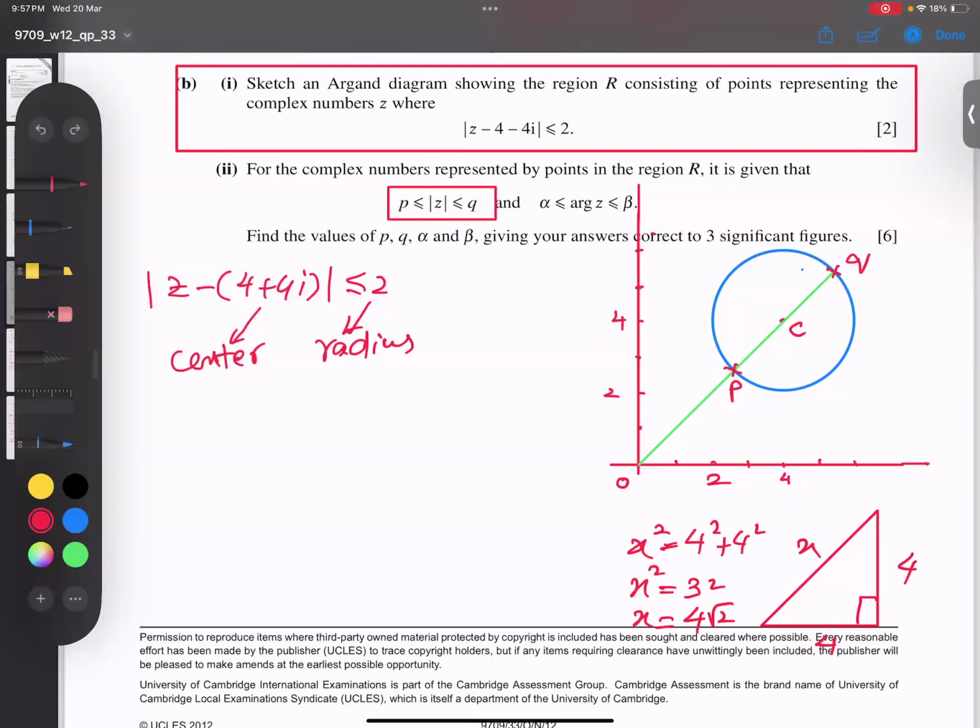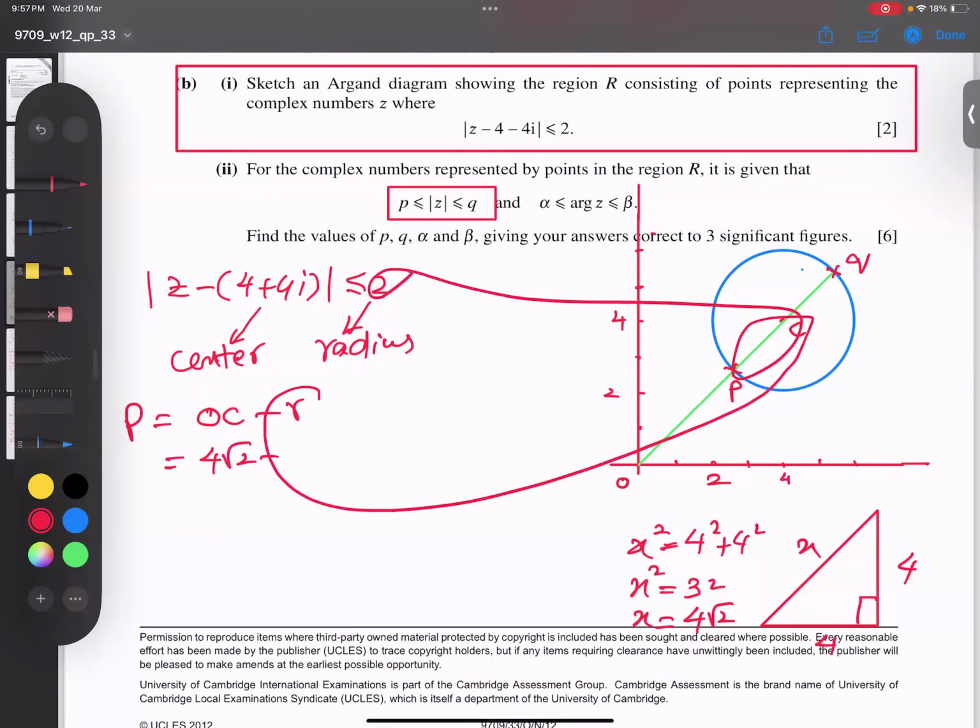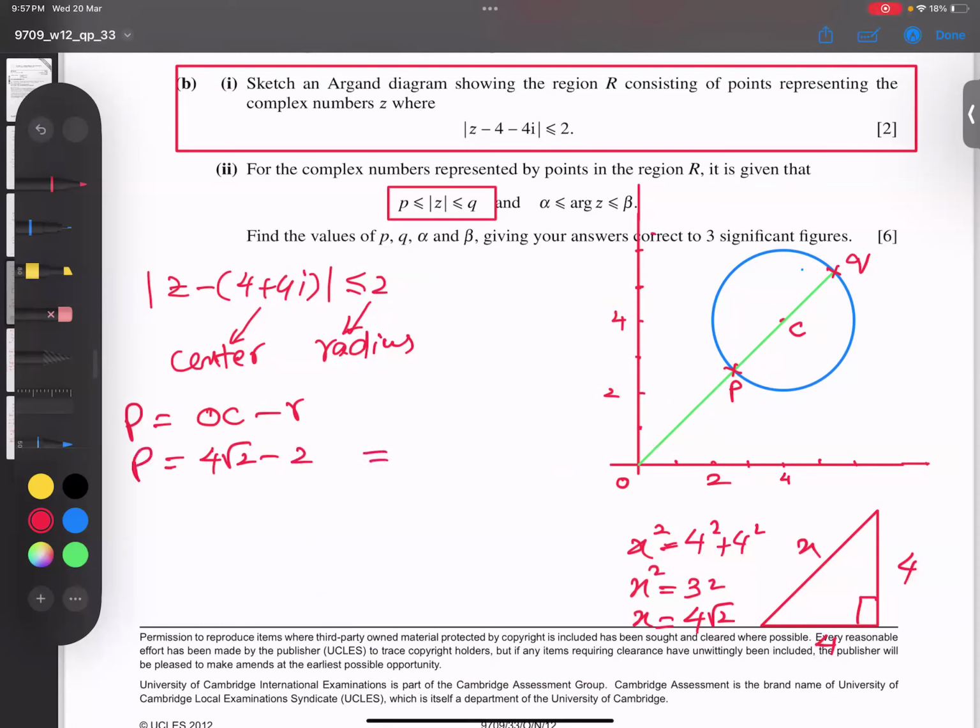So if someone asks me what is the least modulus, this is the least modulus. So how to get least P? How to get the P answer? OC gap minus the radius. And what is the OC gap? I just got 4 root 2. Hold on, this is 4 root 2. And what is the radius of the circle? It's 2. You can see from here. I'm going to type it. Wait a minute. And what about Q? Q is naturally OC plus radius. Why? Because this is OC and this is the radius, so OC plus radius is the total. I believe this is nothing hard to understand. OC is 4 root 2 plus 2.